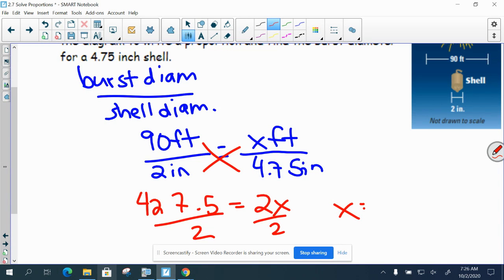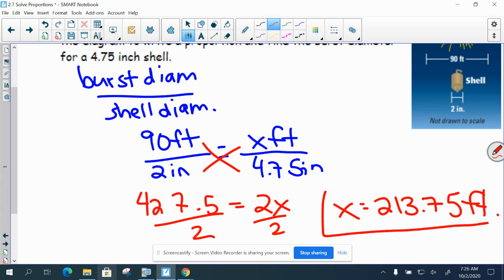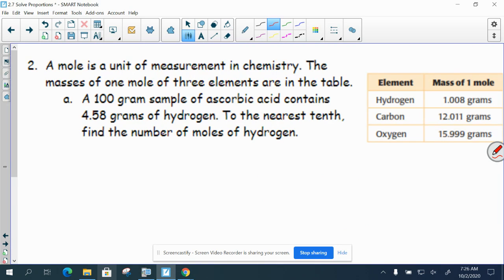So then x is equal to 213.75 feet. Okay, now what you might want to do is ask yourself, is my answer reasonable? So if this is 2 inches and ours is 4.75, theirs is 90 and ours is 213. So it's a little bit over twice as much, and 213 is a little bit over twice as much as 90. So yes, it does make sense. So always ask yourself if your answer makes sense at the end.